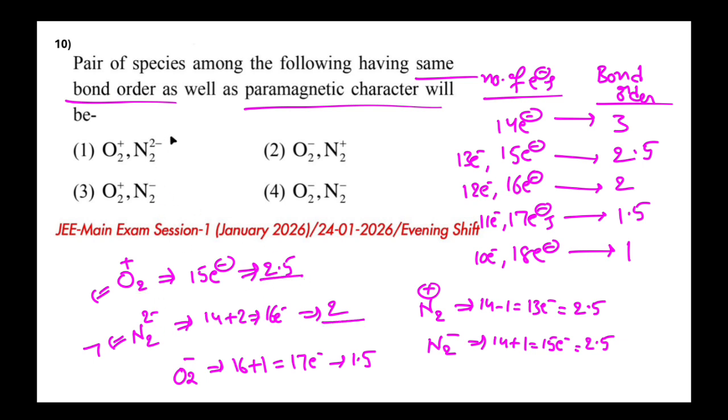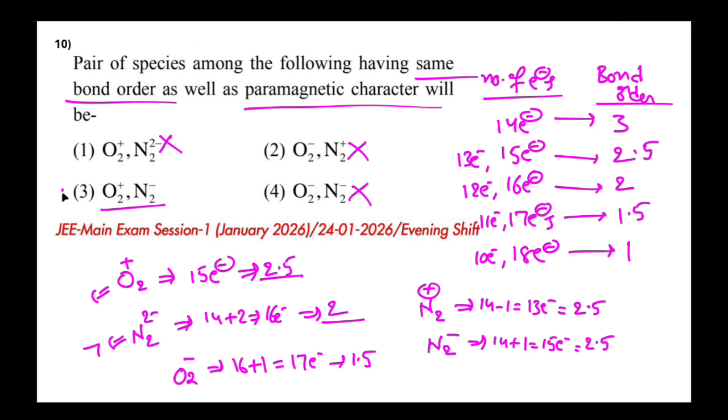So these two are not same bond order. Then O2 minus 1.5, N2 plus 2.5. These two are also not same bond order. Next, O2 plus 2.5, then N2 minus 2.5. These two are same bond order. Then O2 minus 1.5, N2 minus 2.5. So these two also are not same bond order.